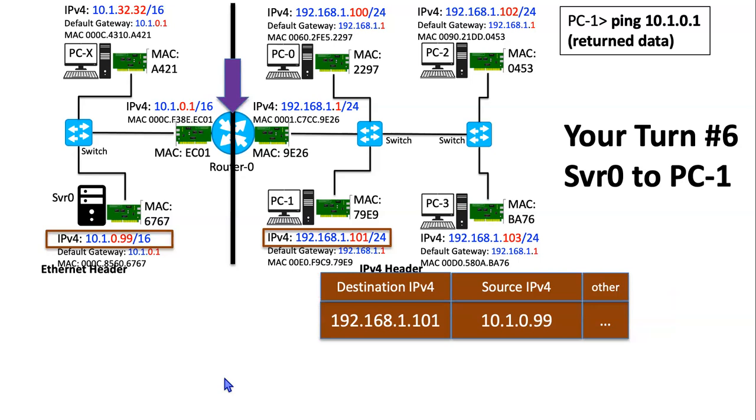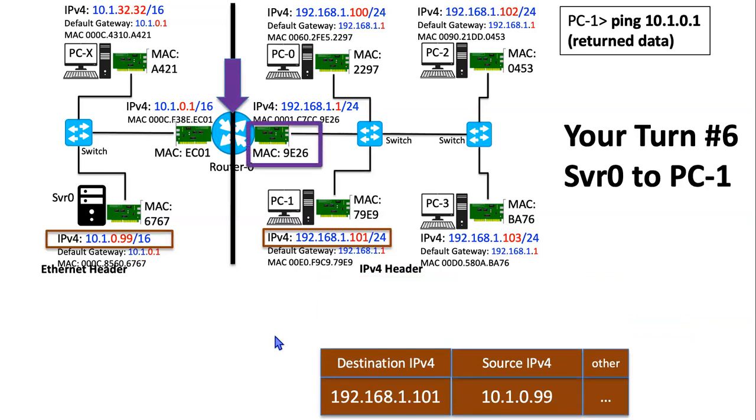Okay. Now it's again going to look at the destination IPv4 address. It says, oh yeah, that's on one of my other directly connected networks. It's going to build a new Ethernet frame. It recognizes that it's going to send it out a different Ethernet NIC card than the one it came in.